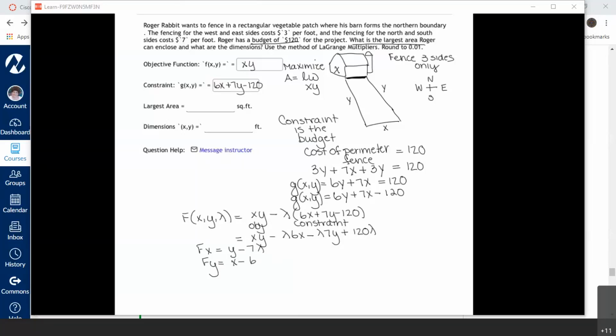I got my variables backwards. That's what happened. Okay, the 6 goes with y. Sorry, I'm wondering why this is not working out. Okay, I copied it wrong. Okay, it's 6y plus 7x.